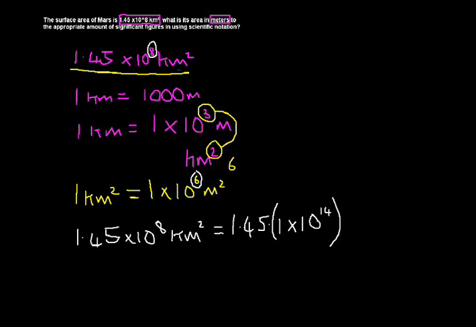From here we can see all we have to do now is take that out and put it in the appropriate number of figures using scientific notation. 1 times 1.45 is obviously 1.45. So 1.45 times 10 to the 14. And you get your answer. It's that simple. There's your answer right there.